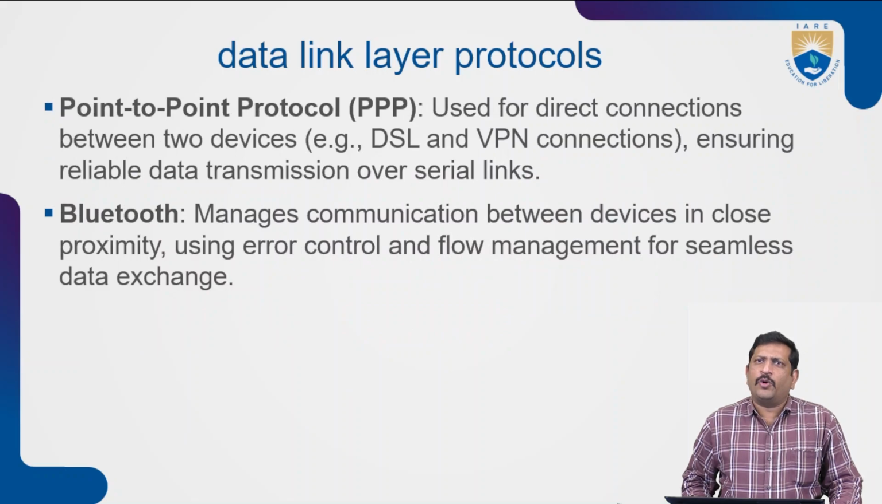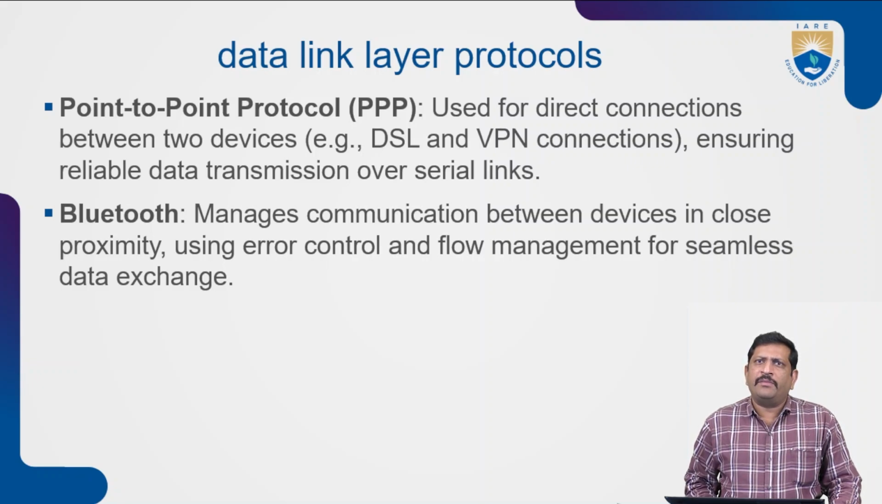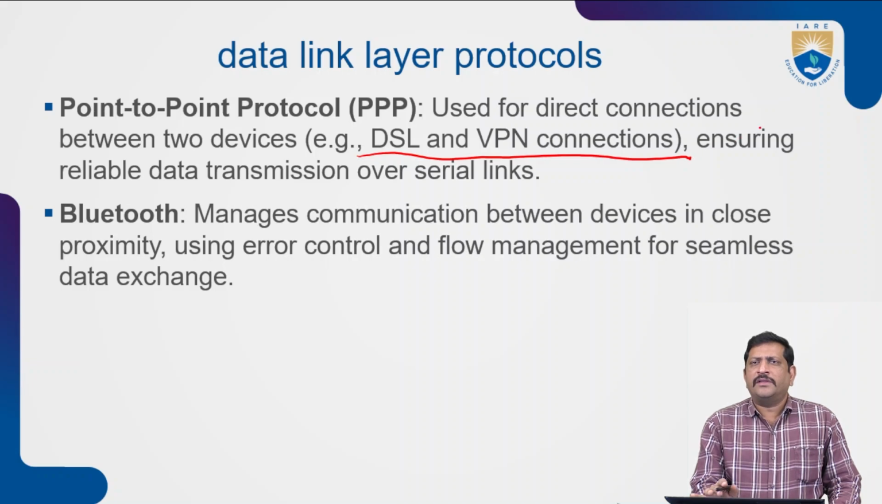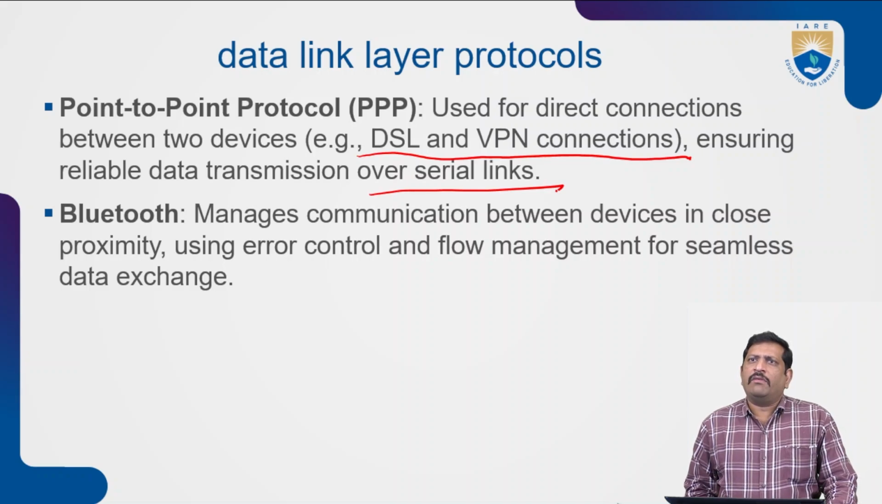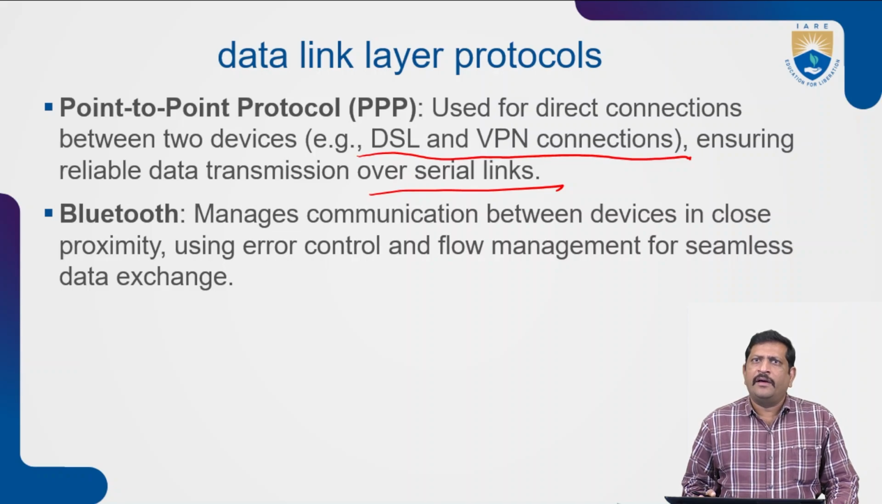Next, point-to-point protocols. It's one of the real-time applications, generally used for direct connection between two devices, for example DSL and VPN connections. These ensure that correct data transmission can be done over a serial link. Whatever data we are transferring should be correct, without errors. The data transmission should be very reliable in a point-to-point protocol.